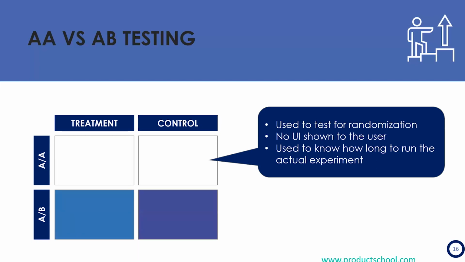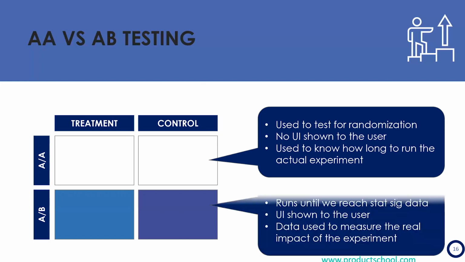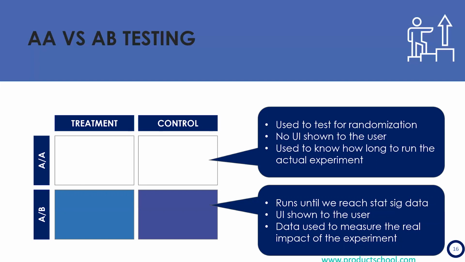Now, moving on to AB, now the users are starting to see what you really envision them to see. So the AB really runs until you reach statistically significant data. UI is shown to the user, and the data that you've measured throughout the process is then used to measure the real impact of your experiment.